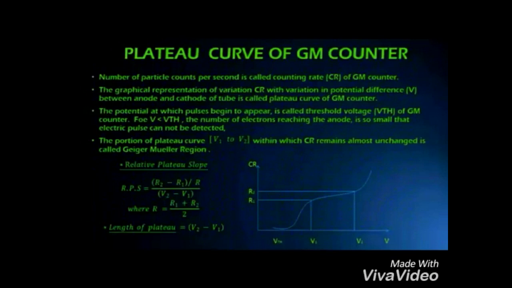The potential at which the pulses begin to appear is called the threshold voltage, VTH, of a GM counter. For V less than VTH, the number of electrons reaching the anode is so small that the electric pulse cannot be detected. The portion of a plateau curve, that is V1 to V2, within which the CR remains almost unchanged, is called the Geiger-Muller region, and the formula is given as below.